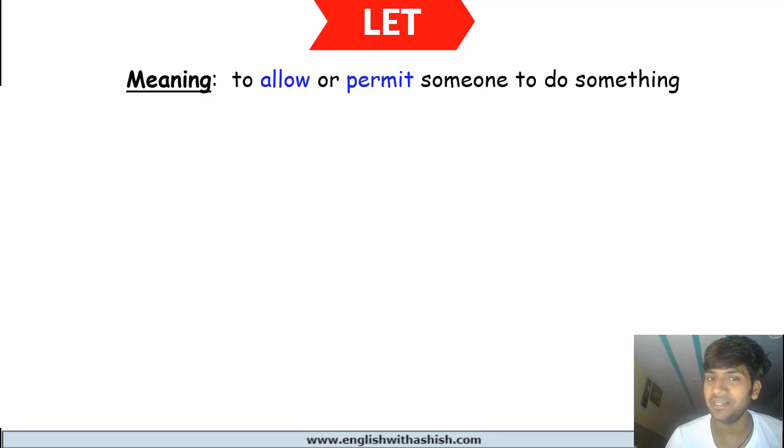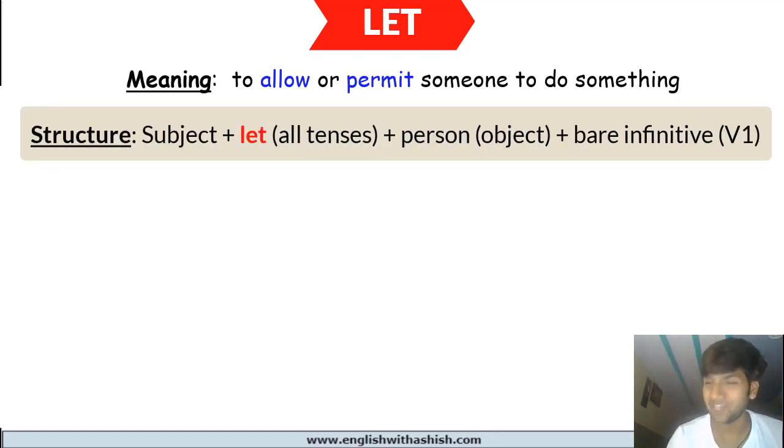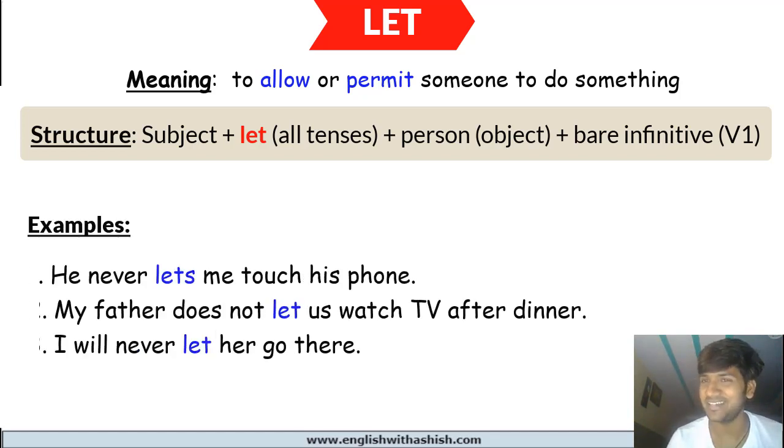Okay, here's the next verb, let. Let as a causative verb means to allow or give permission or permit someone to do something. And here's the structure. First comes the subject, followed by the causative verb let, and it can come in all the tenses, followed by the person that you allow, followed by the activity that you allow him to do. And this activity has to be in the base form, bare infinitive. Okay, let's take some examples and understand this.